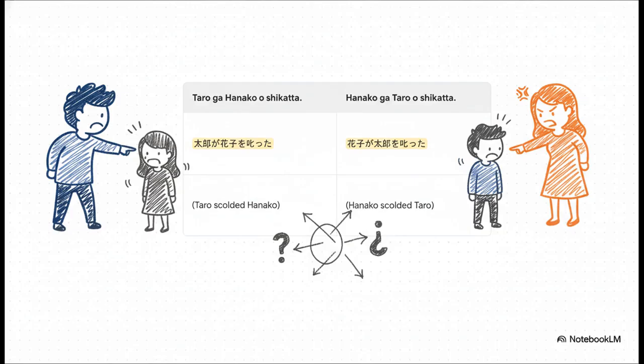Okay, so look at these two sentences. On the surface, they look practically identical, right? They use the exact same three main words, Taro, Hanako, and the verb for scolded. But here's the kicker. They describe two totally opposite situations. In the first one, Taro is doing the scolding. In the second, Hanako is. So what's going on? How is that even possible? What's the hidden switch here that just flips the entire meaning on its head?